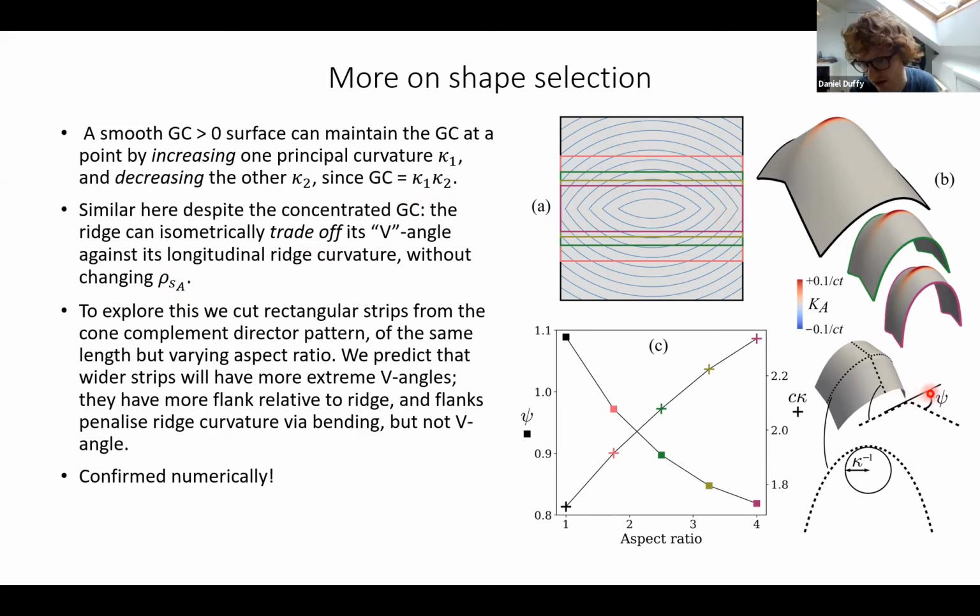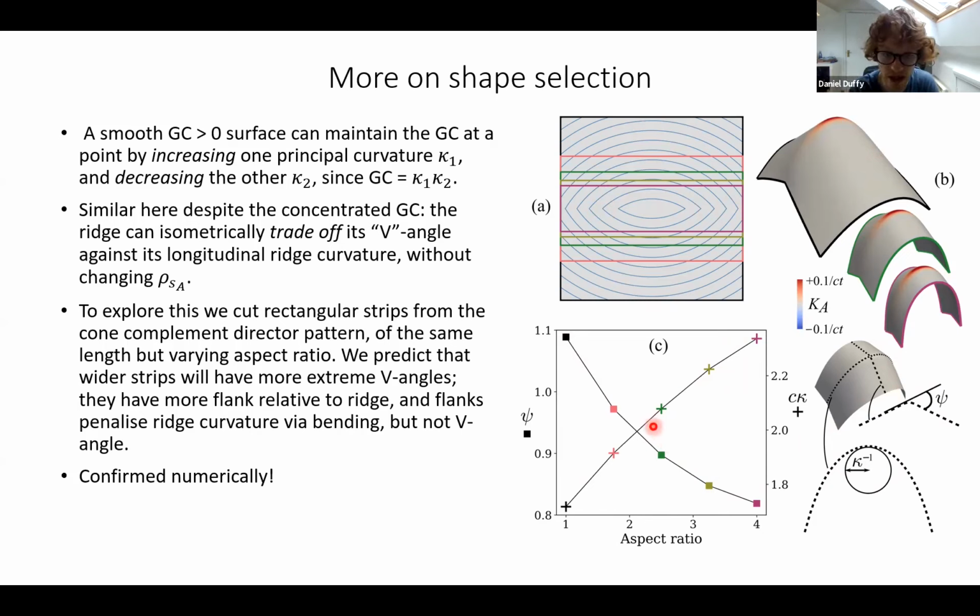And if you plot this angle here, which is the extremity of the V, and you also plot the curvature at the apex, which is a finite thing, then indeed you see that one of them goes up while one of them goes down. These all have the same encoded curvature on the ridge, and there's a trade-off which these things can explore between the V and the longitudinal curvature.